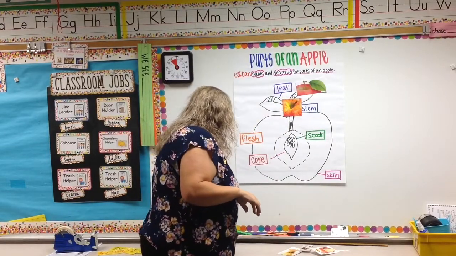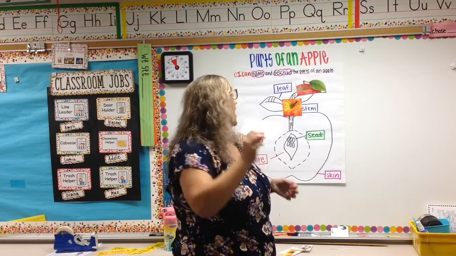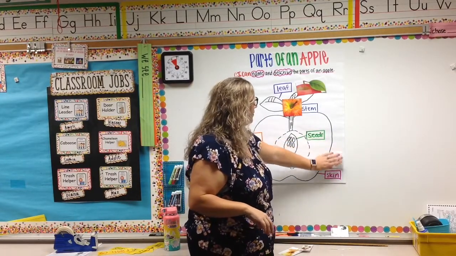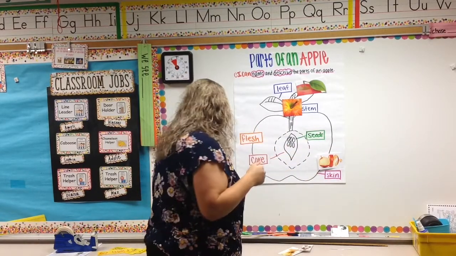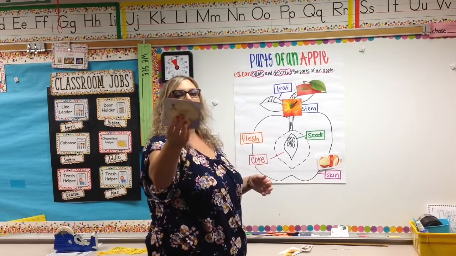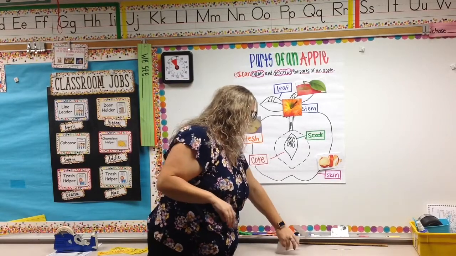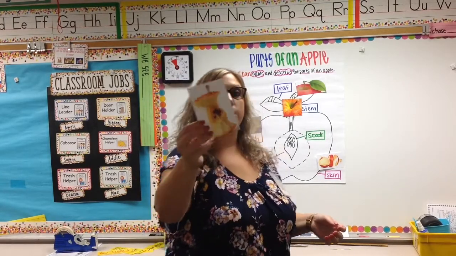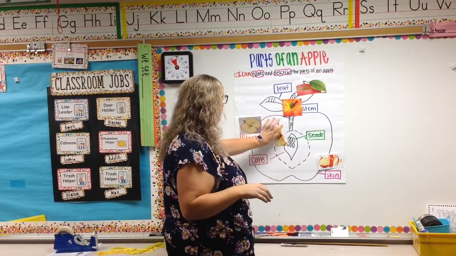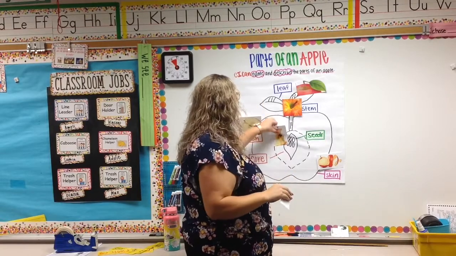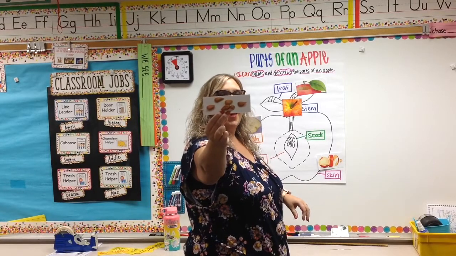And then we talked about the skin, how the skin is the protective layer on the apple that keeps the apple nice and fresh for us, so when we go to the grocery store we get a nice big juicy apple. Then we talked about the flesh. That's the inside of the apple that we like to eat. Then I talked about the core. The core is where you find the apple seeds. Here, the core, and then I have a picture of the apple seeds.